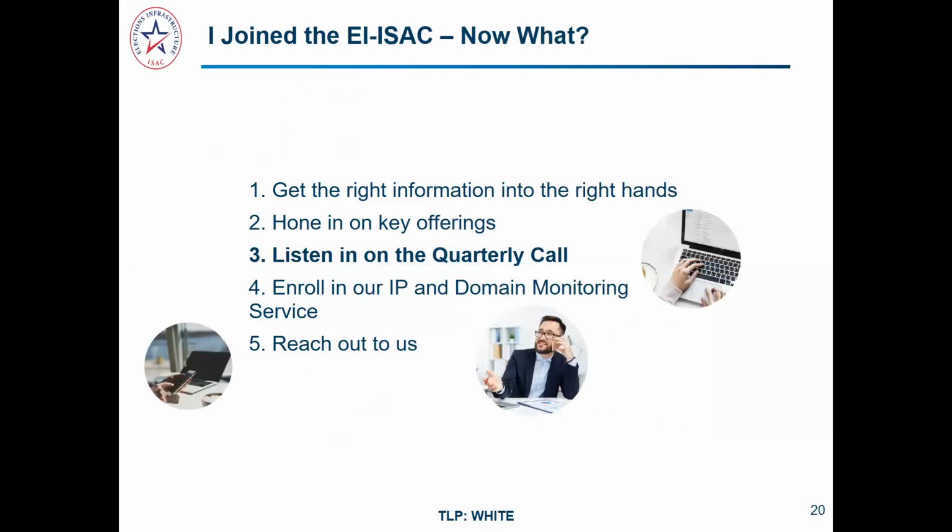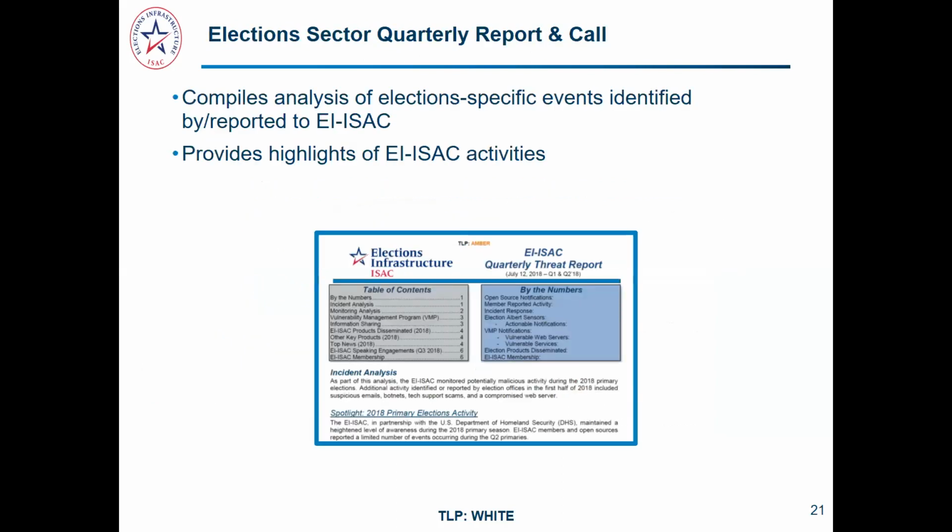So another next step is that we strongly recommend folks listen in to our quarterly call and read our quarterly threat report. This is something we haven't mentioned yet, but we have network monitors on the election networks in all 50 states at the state level, as well as a number of locals that have decided to use our Albert network monitoring, which you might have heard about.